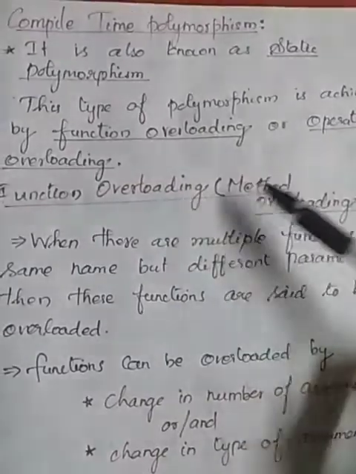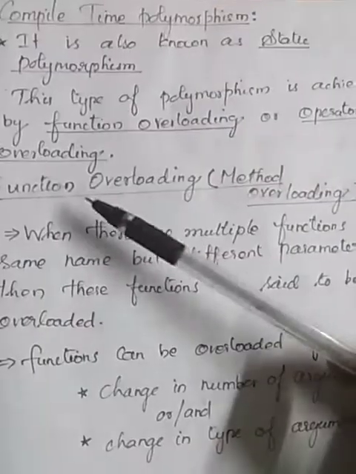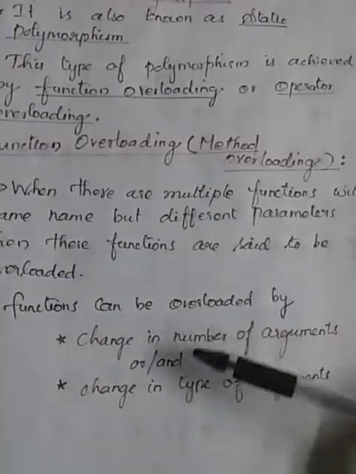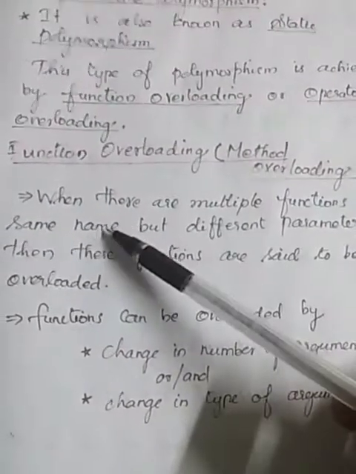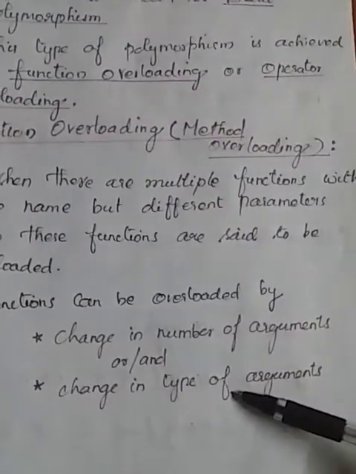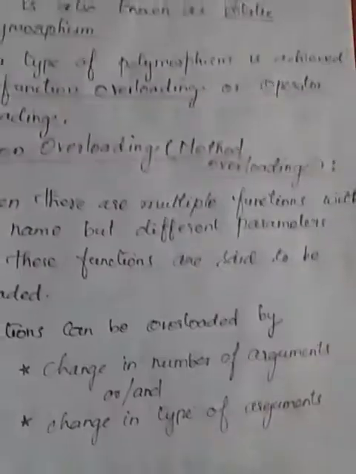Function overloading can also be called method overloading. In object oriented programming, we call a function a method, and function overloading can be implemented in two ways. That is, by giving the same function name but a different number of parameters, or different types of parameters. Let us see the example.